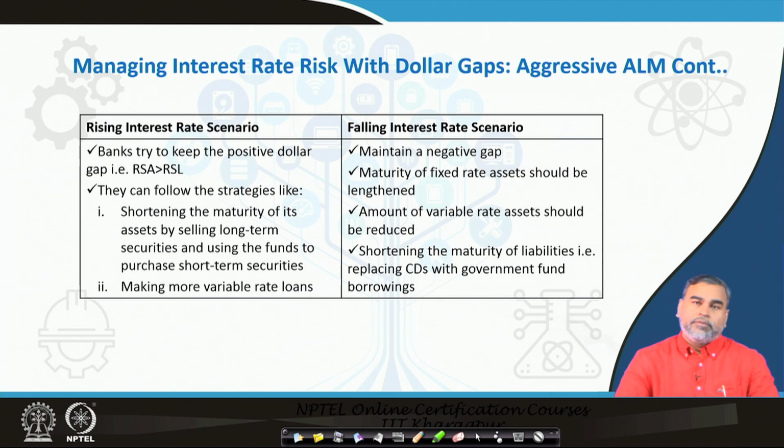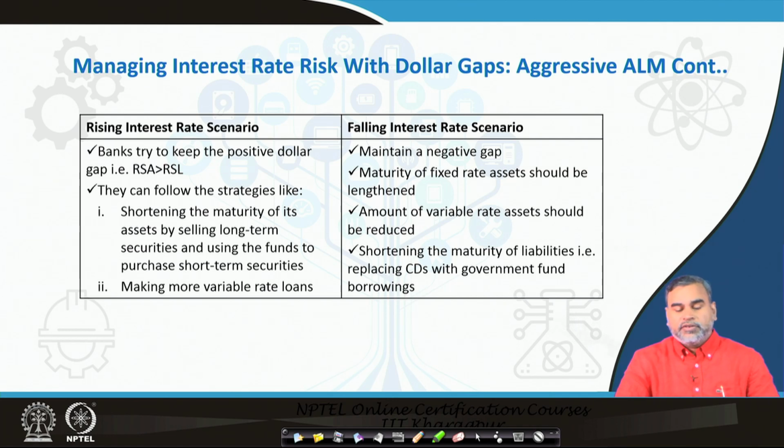So, it would have an immediate impact on the income they are generating through the loans they have disbursed. If they are expecting a fall in the interest rate, then obviously they want to maintain a negative gap, and here is how they can do that.